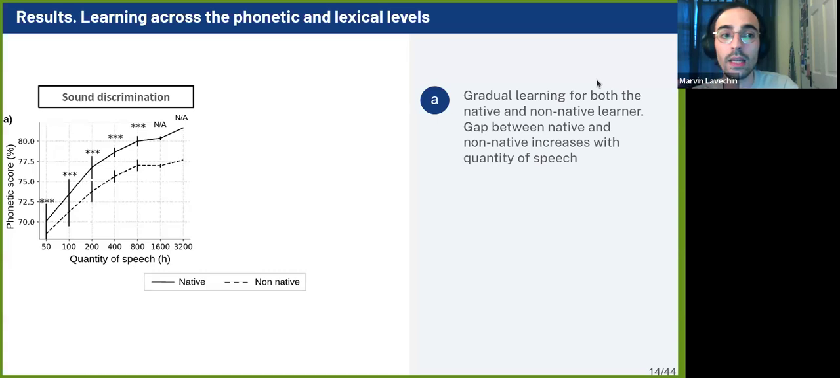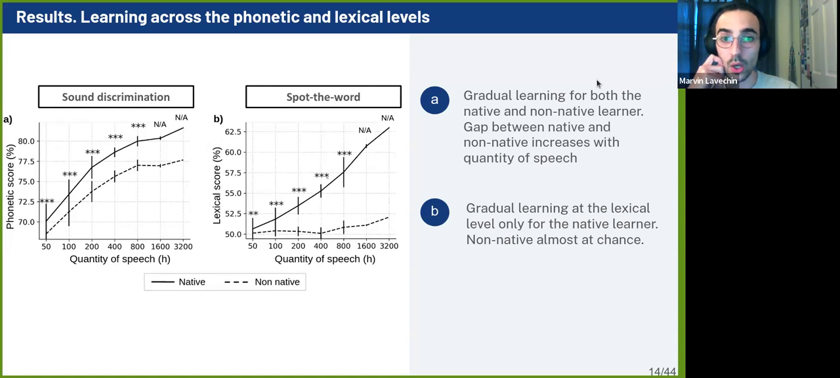And interestingly, what we observe is that the gap between the native and the non-native model increases with the quantity of speech. So the gap between the two curves means that the English model becomes progressively better at discriminating English sounds compared to the French model and vice versa.